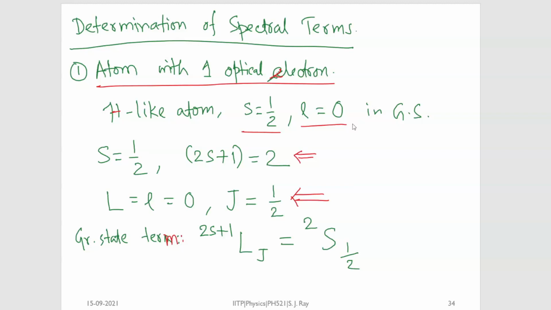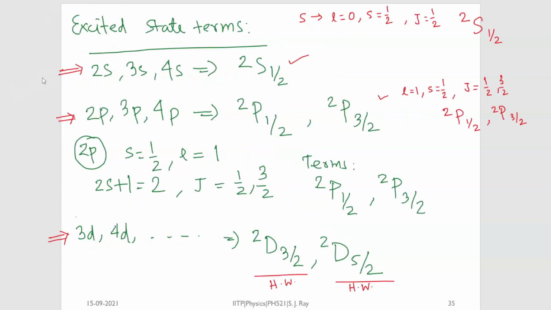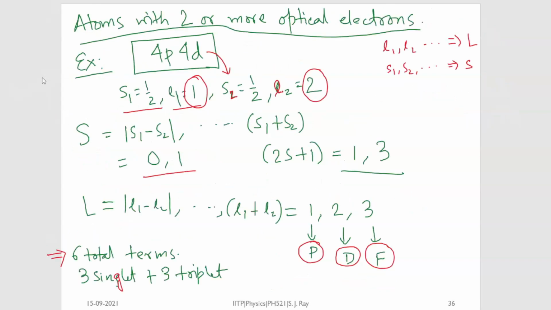Okay, so today we'll do a quick recap of what we discussed yesterday. We talked about how to determine the spectral terms for different cases. Let's say we have an atom with one optical electron, how would we find it out? That we have discussed. Then we talked about atoms with more than one electron, two electrons or more, and how it is possible to determine the spectral terms relevant for such a system.